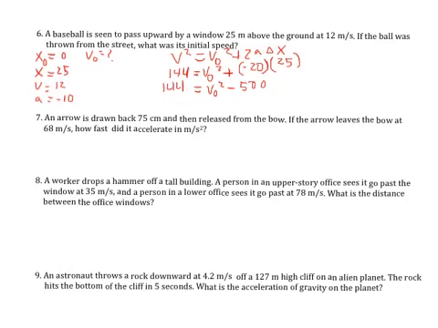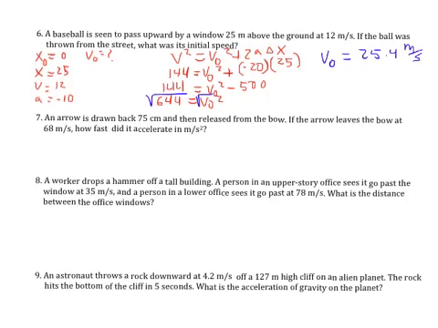So I have to add 500 to both sides, and when I do, this gives me 644 equals v naught squared. So I'm going to take the square root of both sides, and what that gives me is v naught equals 25.4 meters per second. That's how fast it left the ground.